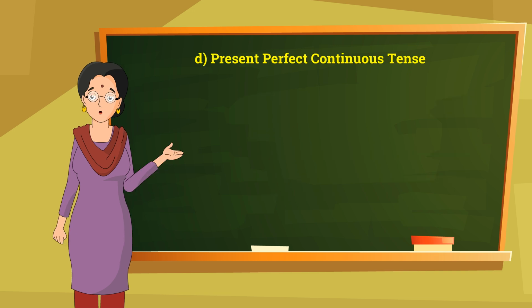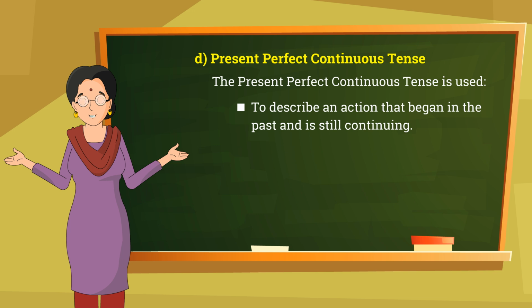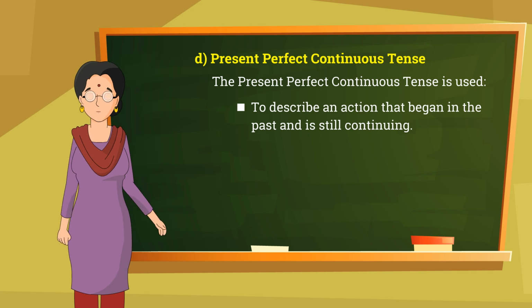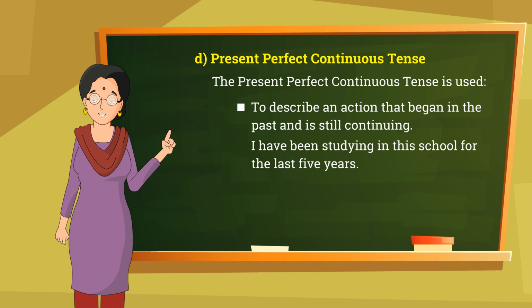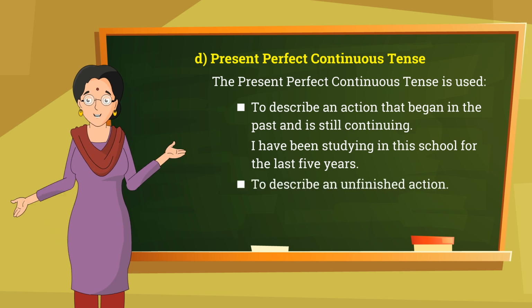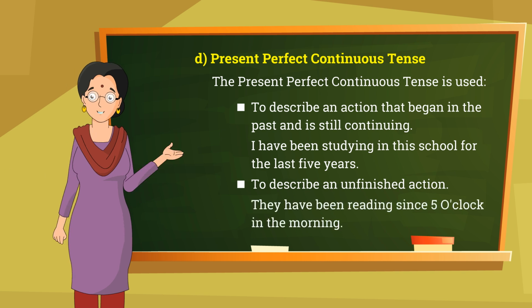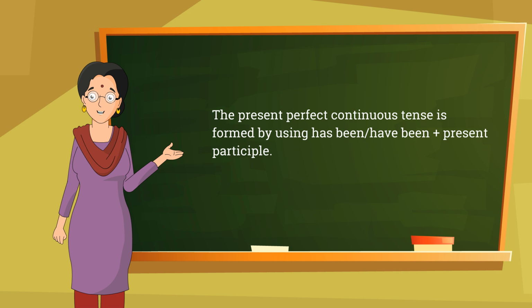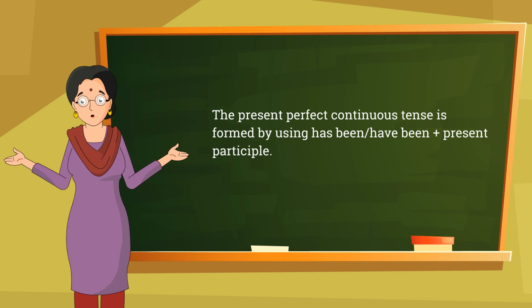Present perfect continuous tense. The present perfect continuous tense is used to describe an action that began in the past and is still continuing: I have been studying in this school for the last 5 years. To describe an unfinished action: They have been reading since 5 o'clock in the morning. The present perfect continuous tense is formed by using has been or have been plus present participle.